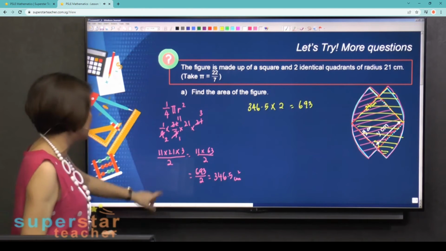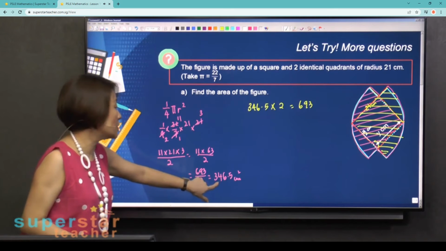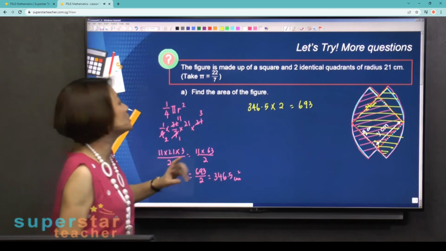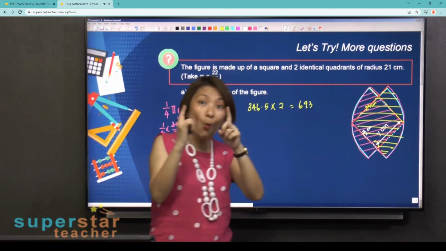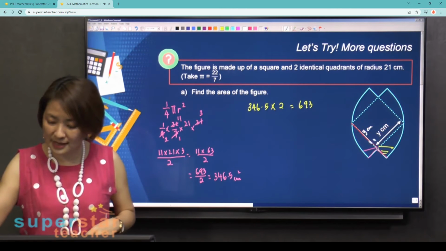How do I get it so fast? It's here. I took 693 divided by 2, right? So if now I take this one times 2, it's of course 693. But that's not done because I need to take out one of the squares. There are 2 squares here. You see that? I'm going to take out one of the squares. So how do I take out one of the squares? I might need to erase it so that you can see clearly.